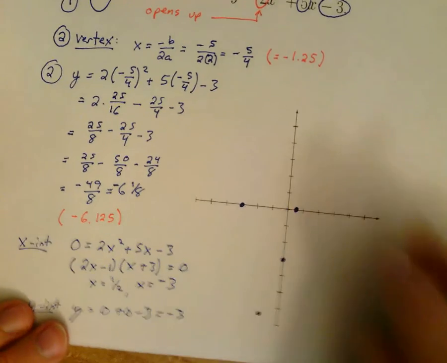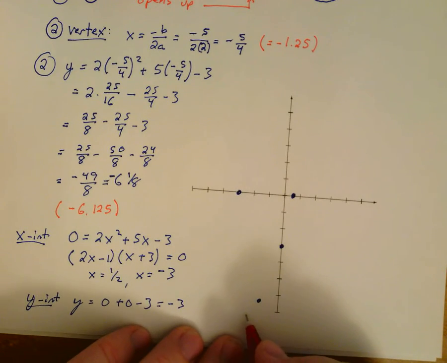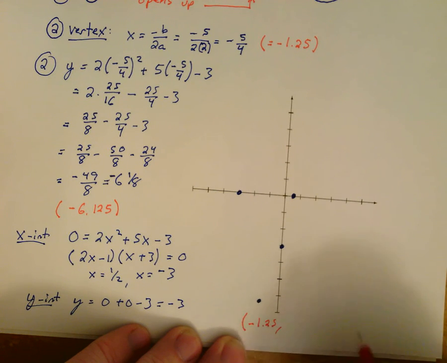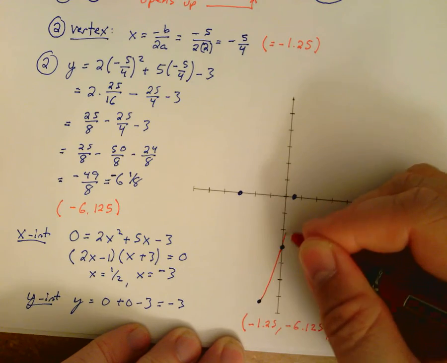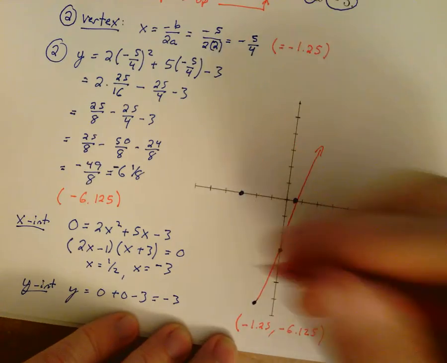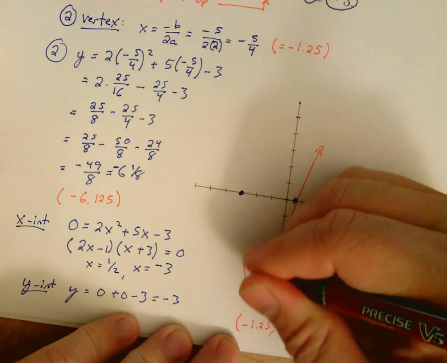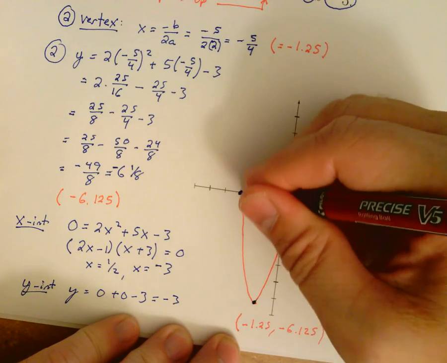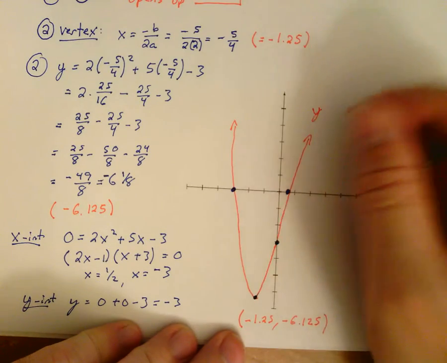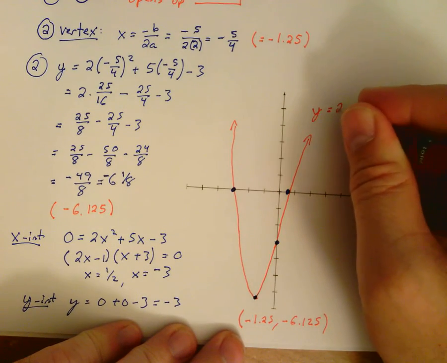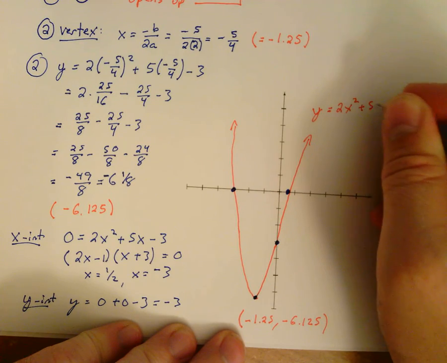And so now I connect the dots. Again, this is my vertex, negative 1.25. Again, I usually put them in decimals just to make it easier to graph. You can leave them as fractions if you want. And this is going to come up here. I feel like I'm painting a masterpiece, but I'm just drawing a polynomial. And it comes up there. And so that's my function, y, which is 2x squared plus 5x minus 3.